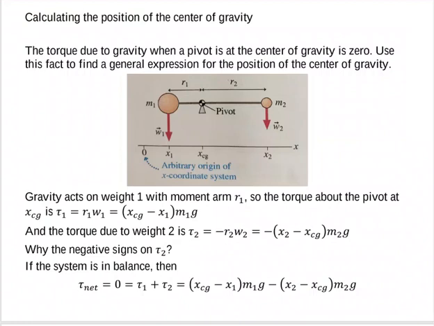Understood. So calculating the position of center of gravity now. The torque due to gravity when a pivot is at the center of gravity is 0. So if we have the pivot directly at the center of gravity, there is no torque. Hopefully that makes sense. Use this fact to find a general expression for the position for the center of gravity. So we have this picture here, and this is setting up a very general scenario. So we put the center of gravity at the pivot, okay? So that means that at the pivot, there is no torque.